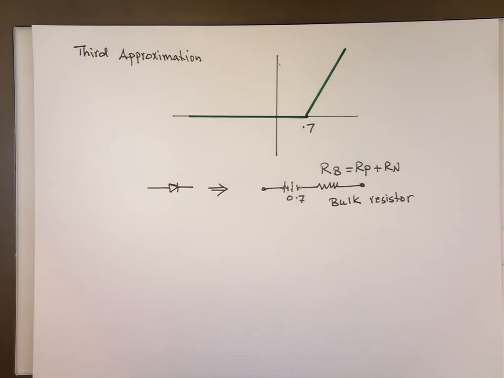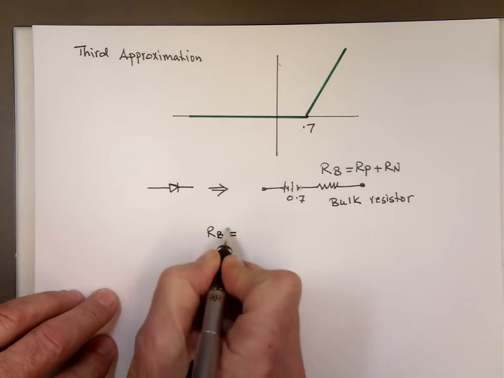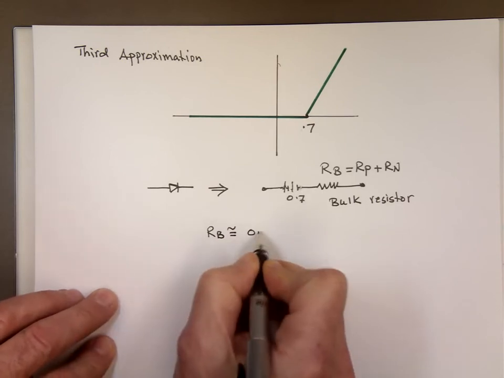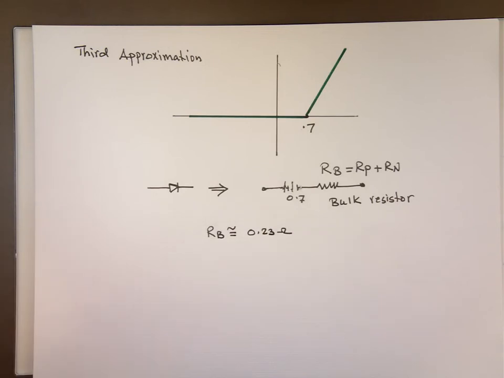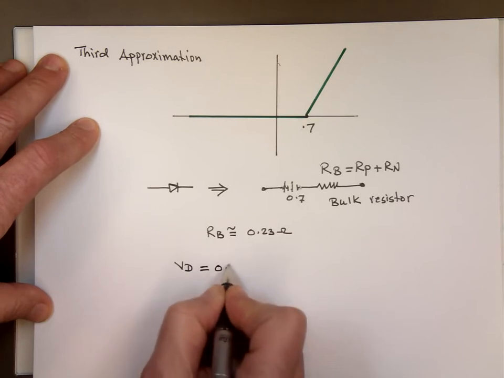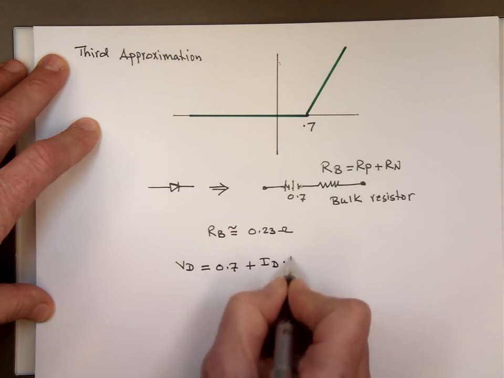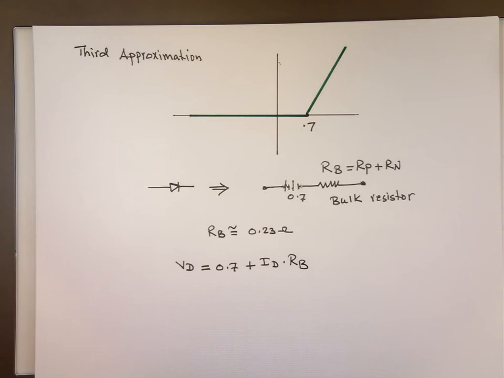And again, how big is that resistor? Roughly about 0.23 amps, 0.2, 0.3 amps. It is really small. So R sub B is very small. It's approximately 0.23 ohms for most of these diodes, and some even less. So when you're looking for the voltage across the diode, it is no longer 0.7. The voltage across the diode is going to be the 0.7 plus the drop across that one, which is I sub D times R sub bulk. You multiply them out, and that will give you the value.